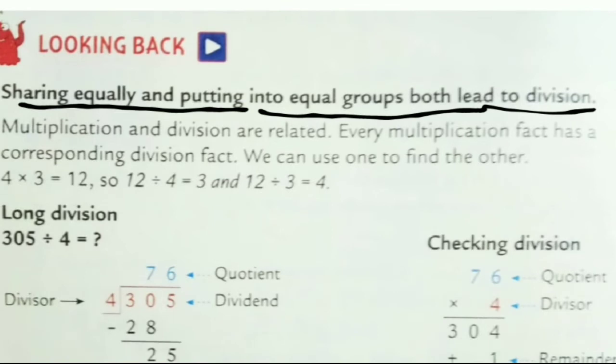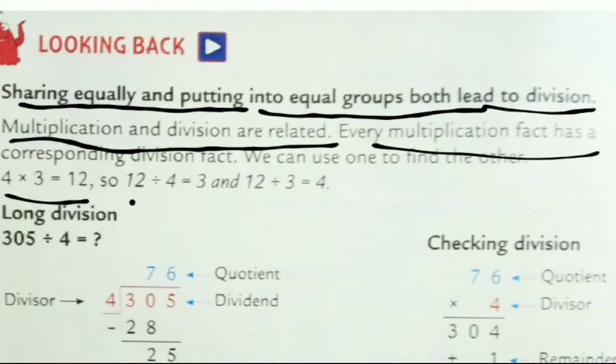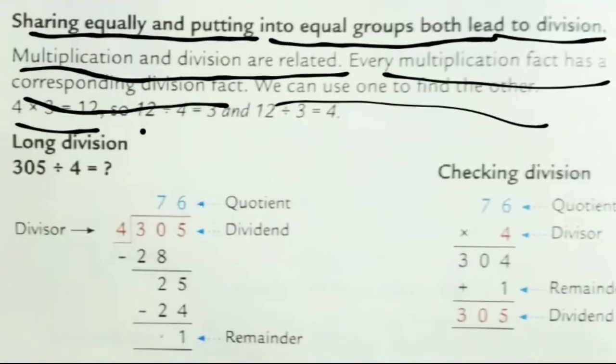See, 4 into 3 is 12, and 12 divided by 4 is 3. It means multiplication and division are related. Every multiplication fact has a corresponding division fact. We can use one to find the other.